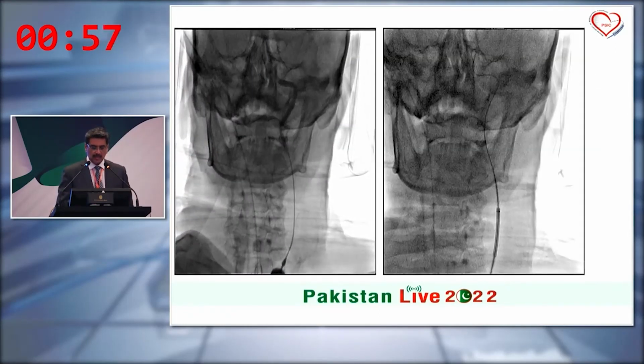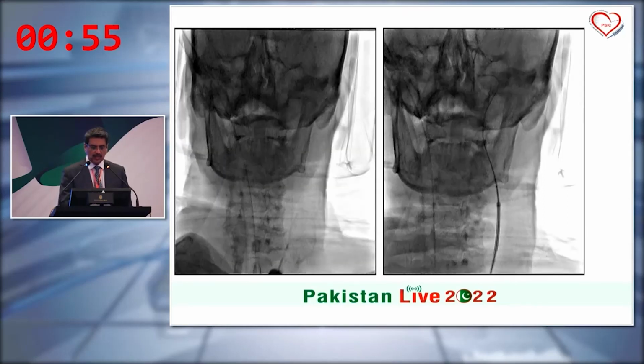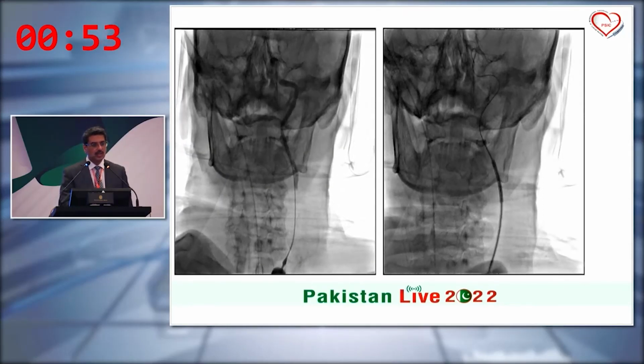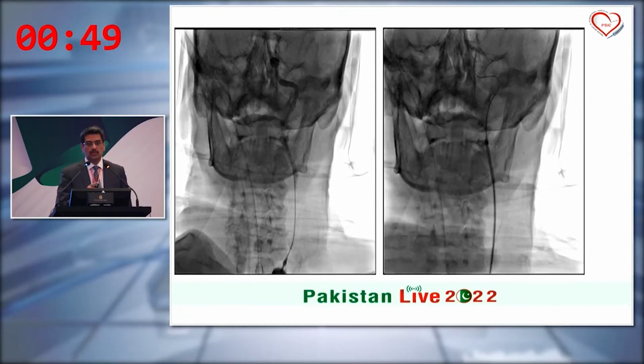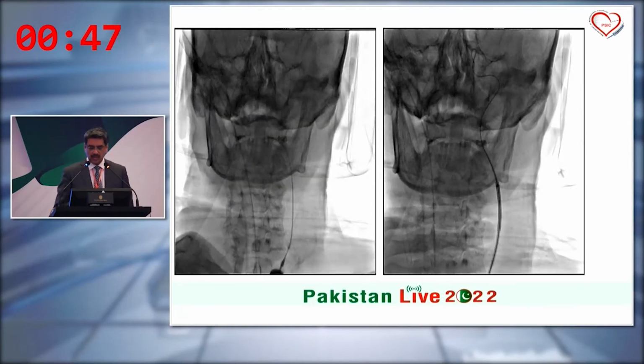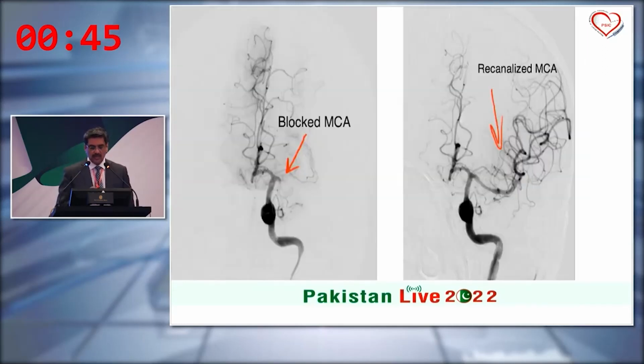And then you take a check injection to make sure that you're in the internal carotid artery. But the puncture has to be in the common carotid as low as possible. And then we took our 6 French sheath in, and then rest of the procedure was simple. We didn't have to do much over here.